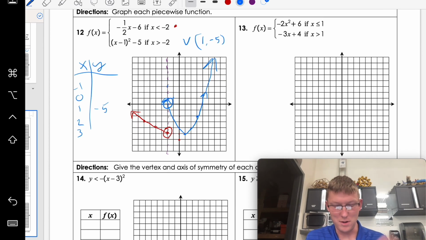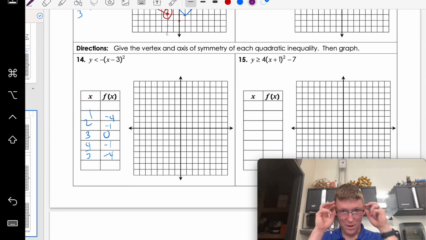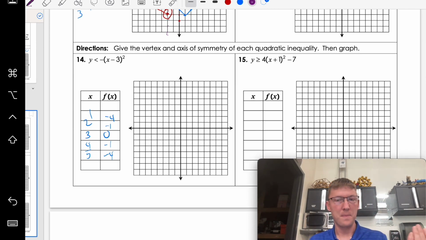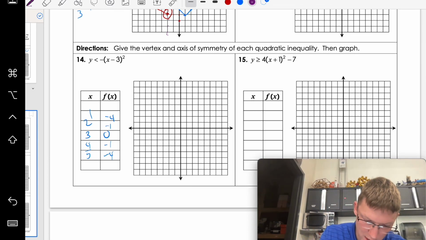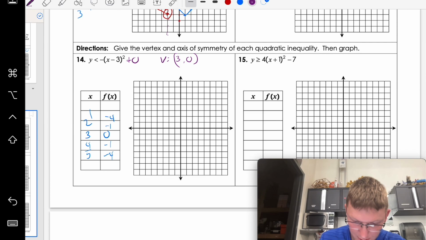So let's keep going. Quick inequality here. So hopefully you're getting the habit of you just graph stuff, and then when we throw an inequality in it, you're going to have to shade on one side or the other. So here I'm looking at number 14. My vertex is at +3, 0. So I can pretend like there's a +0 on the outside. That's where that 0 comes from.